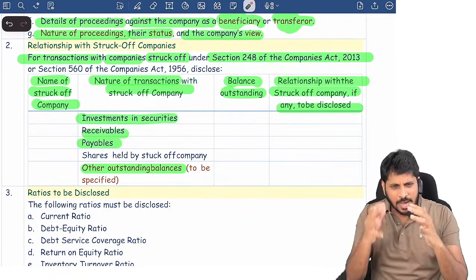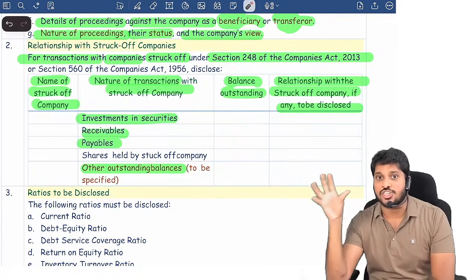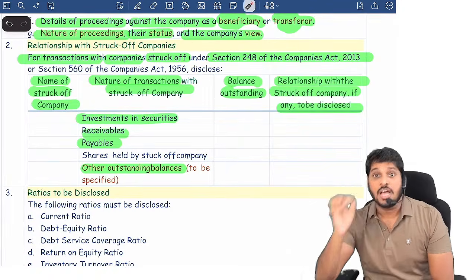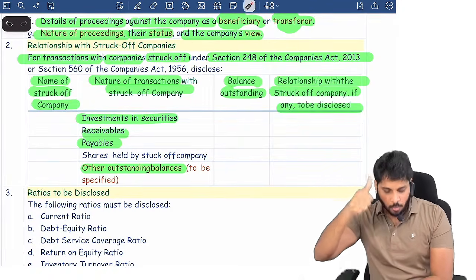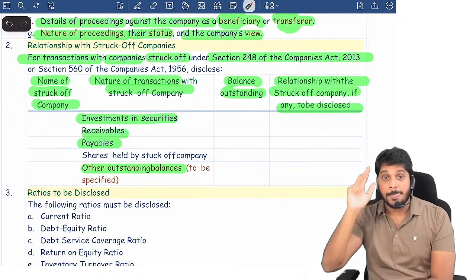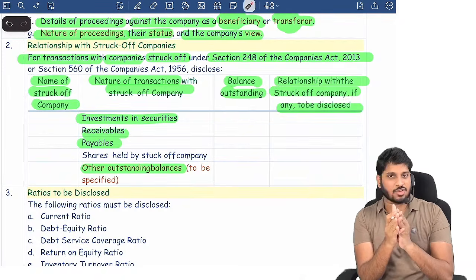Very simple. The company that you are auditing, right? That company has entered into some transaction with struck off companies. Then 4 points you need to give. 1, name of that struck off company, what transactions you entered into, what is the relationship with them that you are having, and how much is the amount outstanding as on balance sheet date.